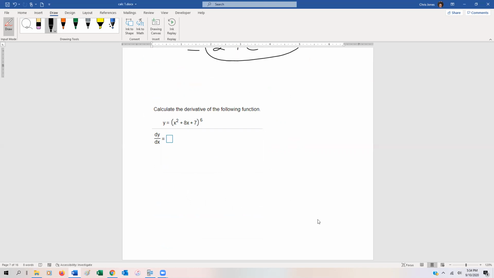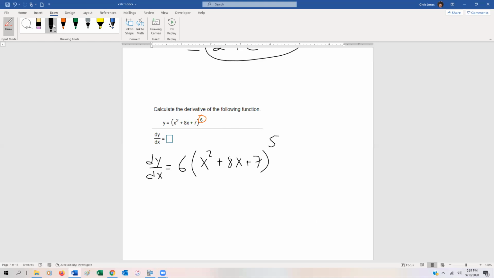Okay, that would make it really difficult to do the polynomial multiplication. So here's what we're going to do. Let's take a look at the bigger function. And the bigger function in this case is going to be the 6th power. So when we find the derivative, that's going to be 6. We keep the inner function the same, x squared plus 8x plus 7. And remember, with our general power rule, we subtract 1.